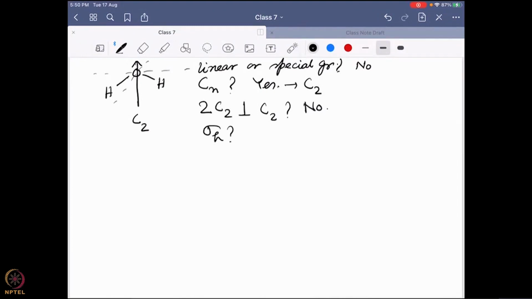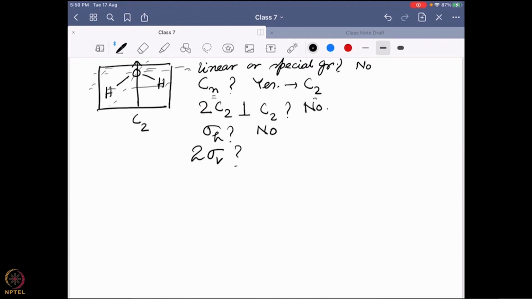Next question you ask: do you have a sigma h? If this is the C2, then a sigma h should be somewhere around here, and you can see that is not present. So no sigma h. Then the next question you ask: do you have sigma v's? Because we already know n is equal to 2, it has to have two sigma v's. Either it has two sigma v's or nothing. So the answer is yes, this molecule has two sigma v's.